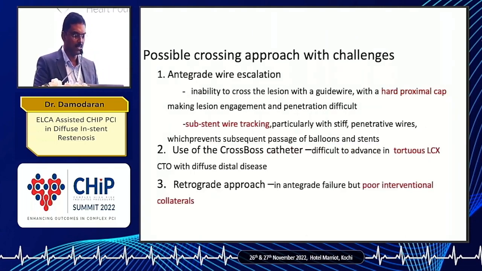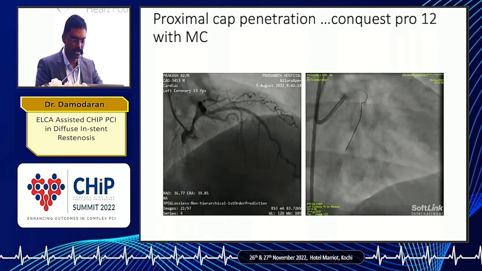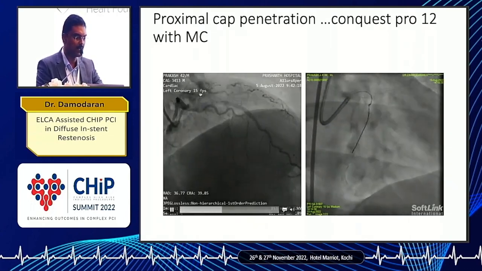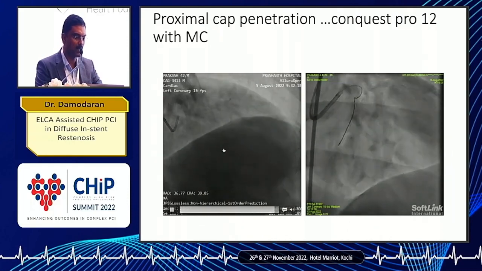There are challenges in this long segment CTO ISR because when we work with the hard wire, first of all, the proximal cap is not like a native CTO. It will be very hard, and obviously we need to penetrate it with the hard wire. Tracking only with the wire may lead the wire under the stent. So we need some blunt device which can go into the distal edge. You can see here the CTO is a very long segment occlusion, with very long overlapping stents.